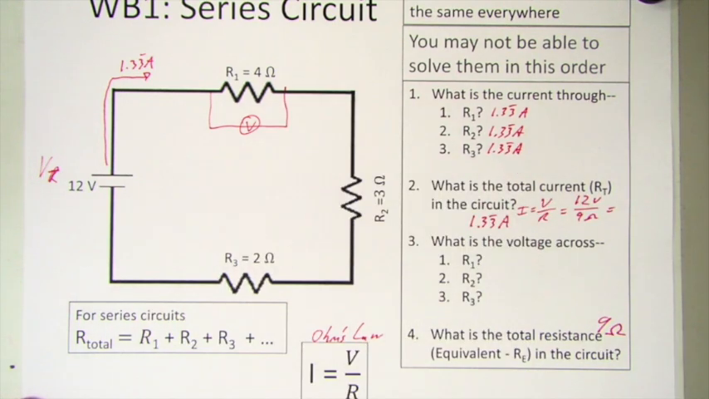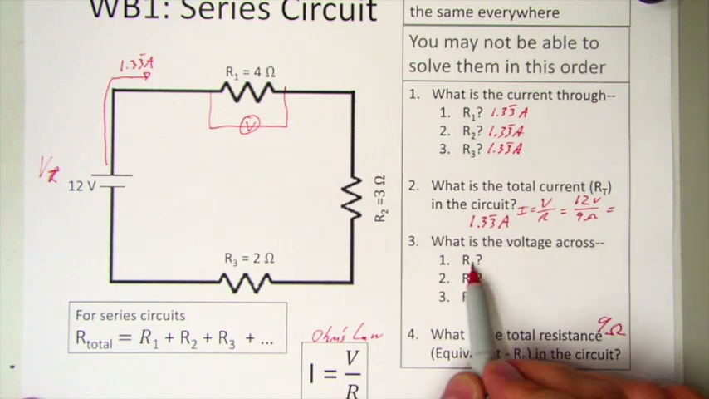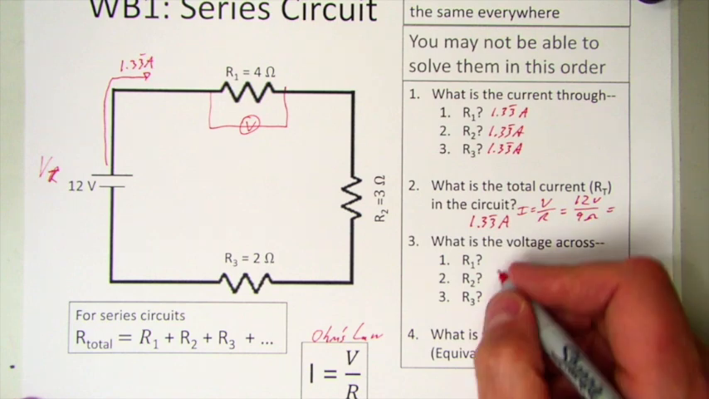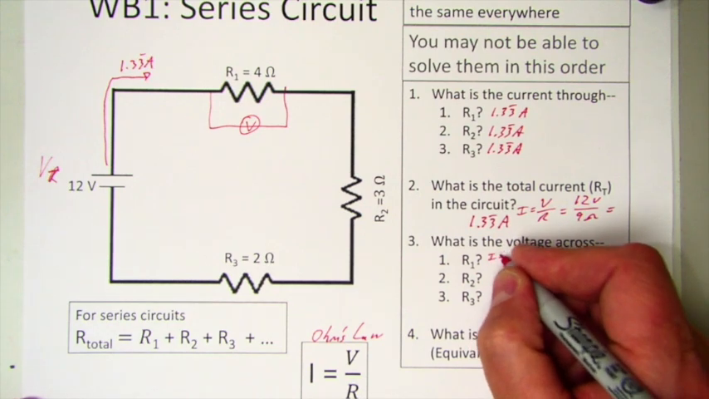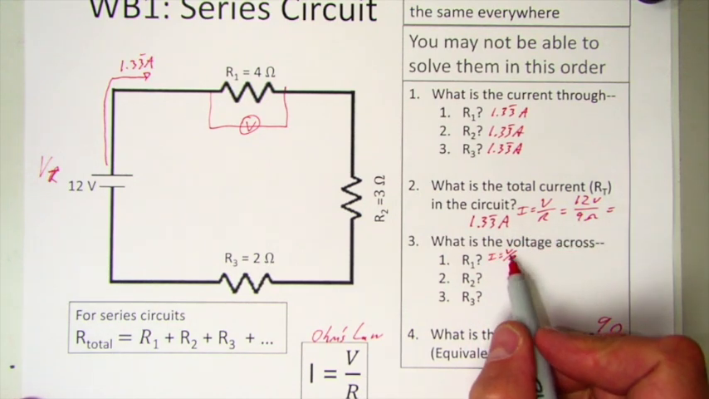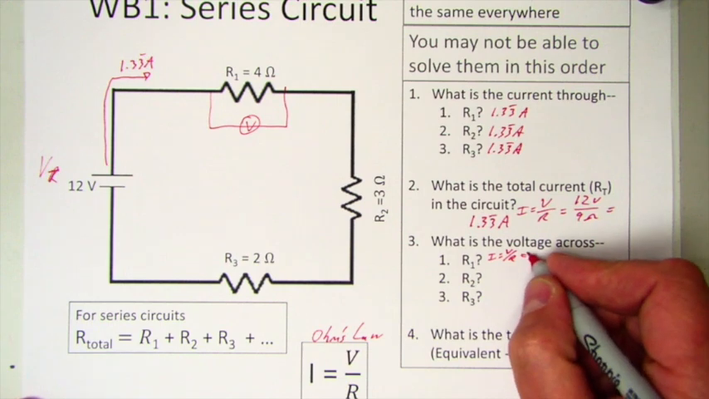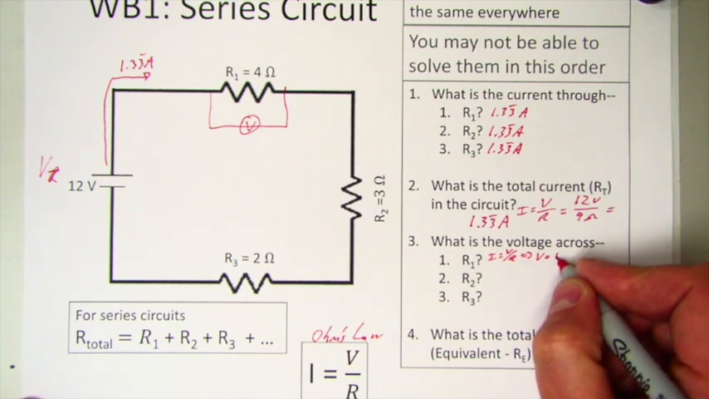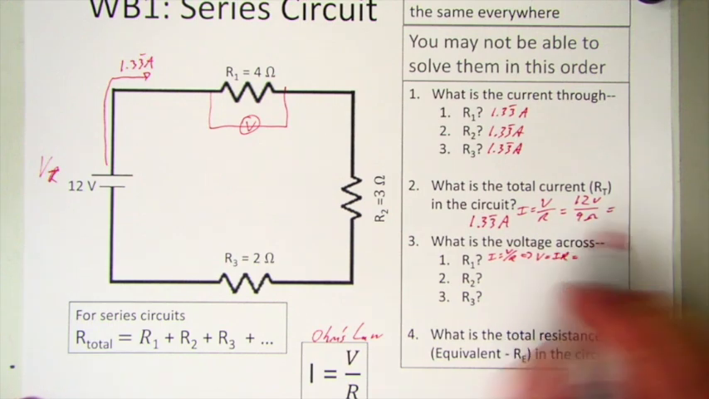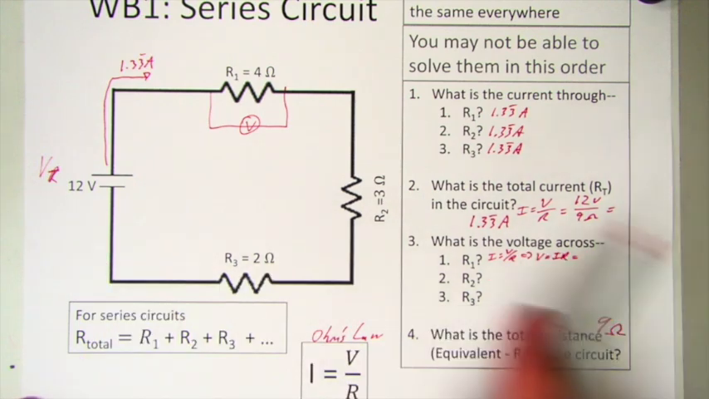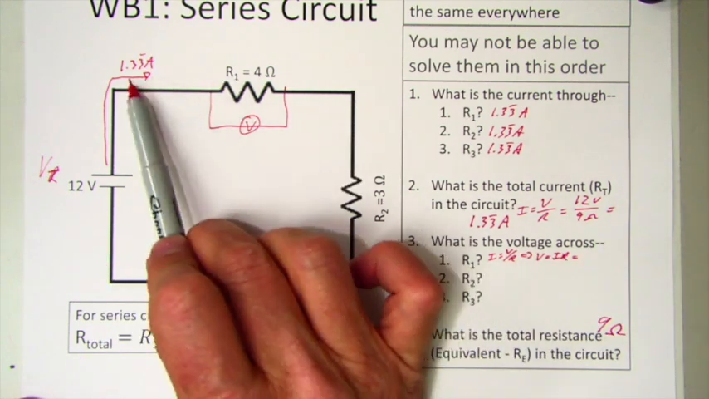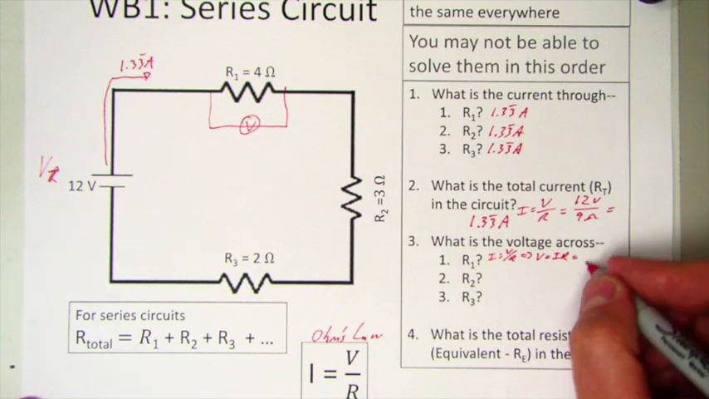Okay. Now we're down to just one more question. What's the voltage across each resistor? It's still going to be Ohm's law. Current is voltage over resistance, but we're going to solve it for voltage. So voltage is current times resistance. Remember, the current is the same everywhere. So for resistor 1, it's 1.33 amps times 4.